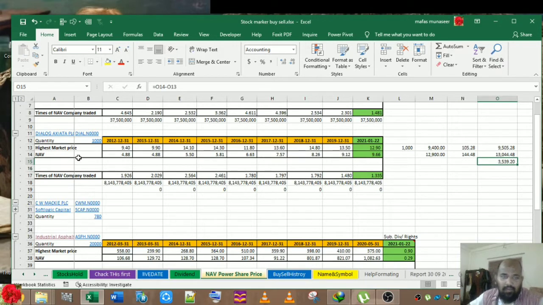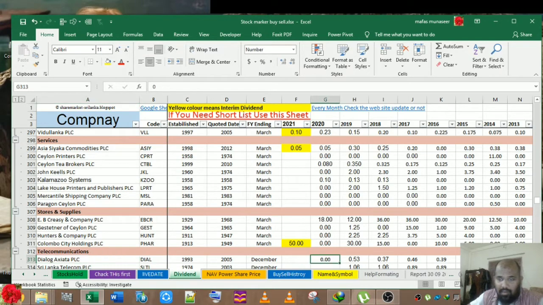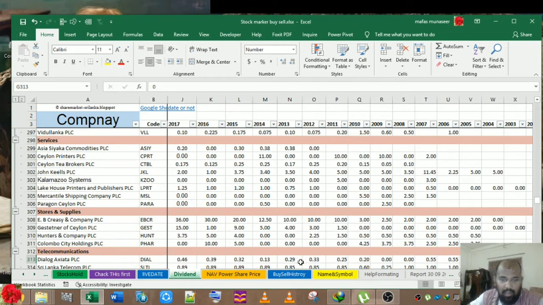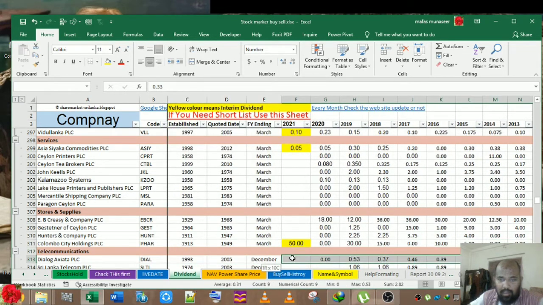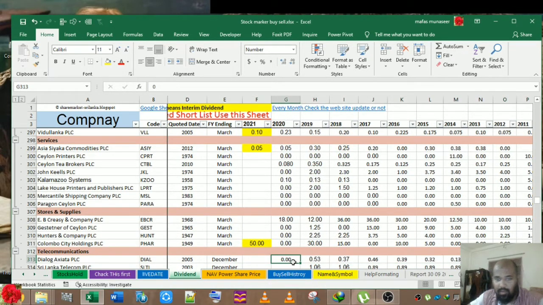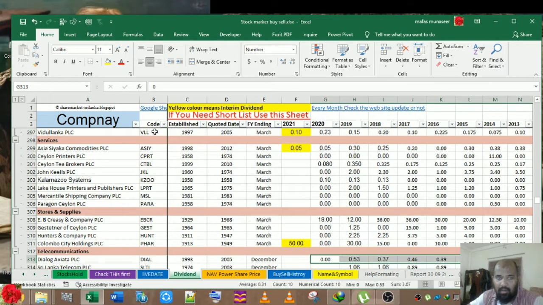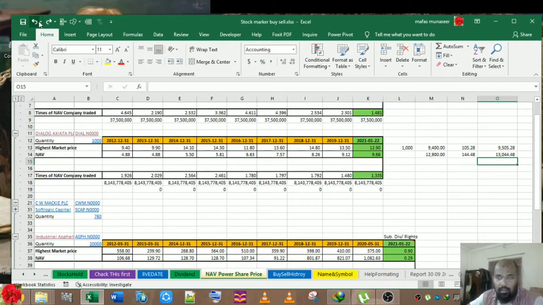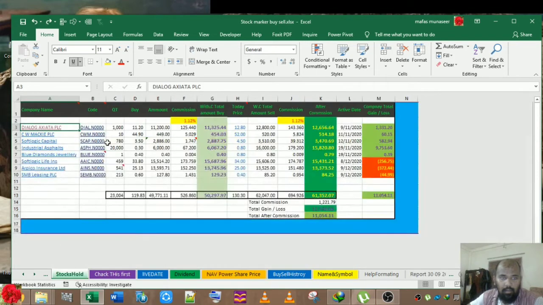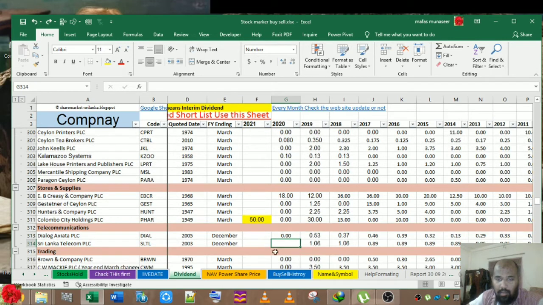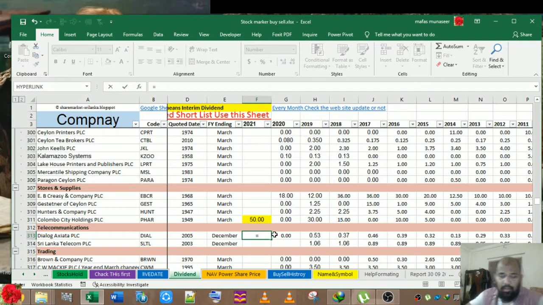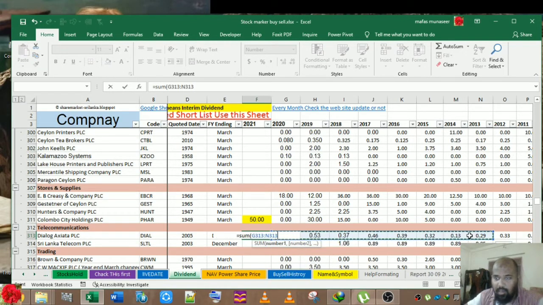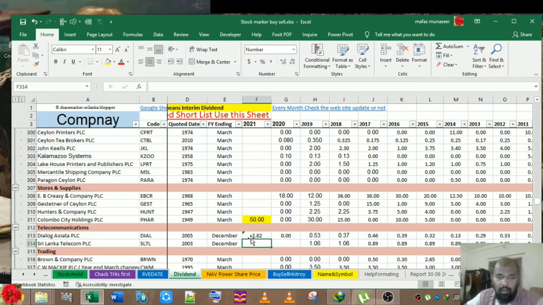So I need to calculate the dividend from 2022 until today. Where is the dividend? Where are you, dividend? Dialog in here, dividend 2022 until now. Where is the 2020 Dialog? I didn't get it. Okay, let me calculate the Dialog in here. I don't know why AutoSum is not working, so I'll check that one later.